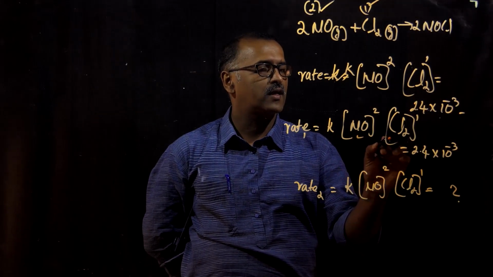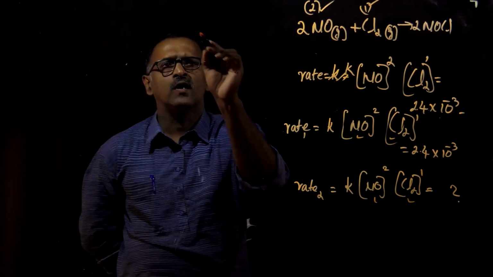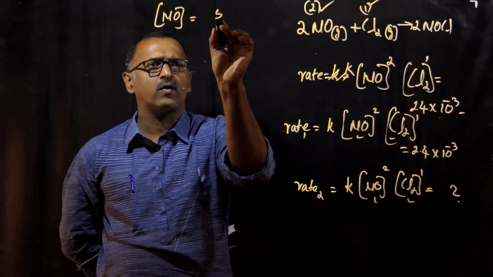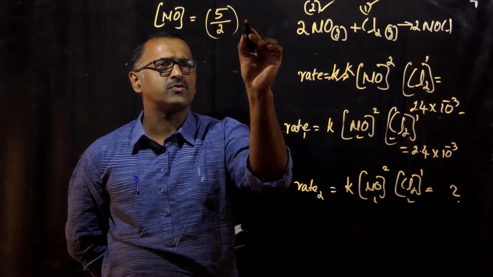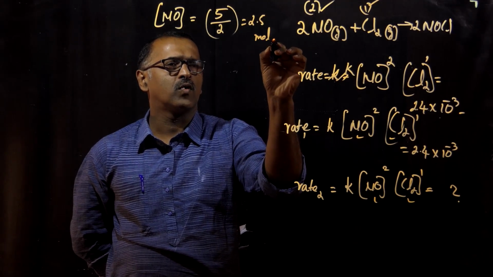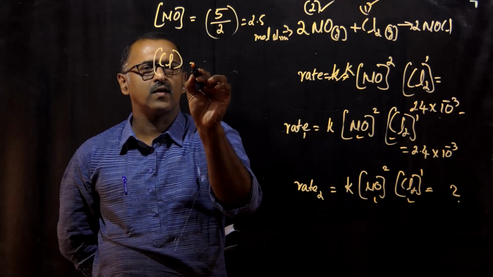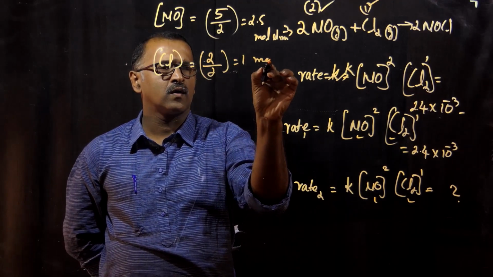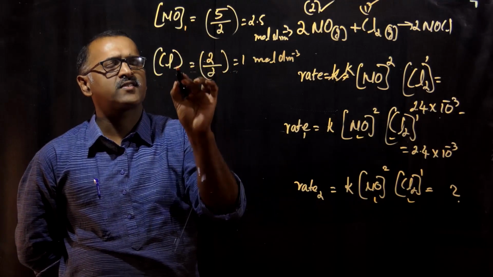So let us see what the constant will be. We have to substitute here, here, here, and here. What will be the concentration of NO? Concentration of NO will be equal to 5 moles per 2 dm cube, so this will be 5 by 2, which is 2.5 mol dm minus 3. What about Cl2 in the initial rate? It is 2 moles, so this will be 2 by 2, which is equal to 1 mol dm minus 3. And these are for the first experiment.